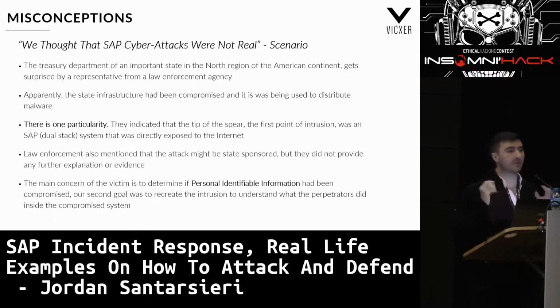So the main concern of the victim here was to identify if personal identifying information was retrieved. Because by law, if that happened, they need to make it public, and they need to go to the Senate to explain what happened. And second, they wanted to understand the intrusion, what really happened, what the attackers were actually doing in the system.